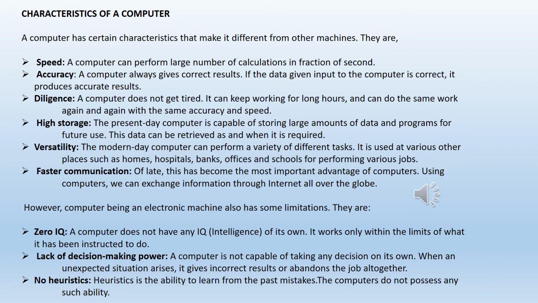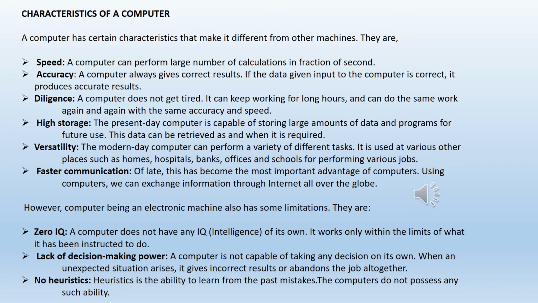Characteristics of a computer. Now let's learn about characteristics of a computer. A computer has certain characteristics that make it different from other machines. So a computer is different from other machines. So let's see the characteristics. They are speed, accuracy, intelligence, high storage, versatility, faster communication.